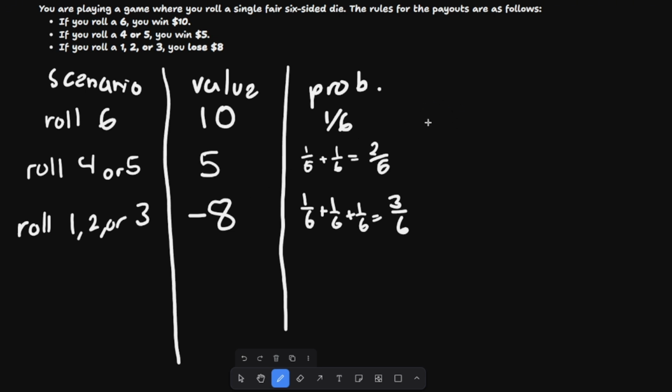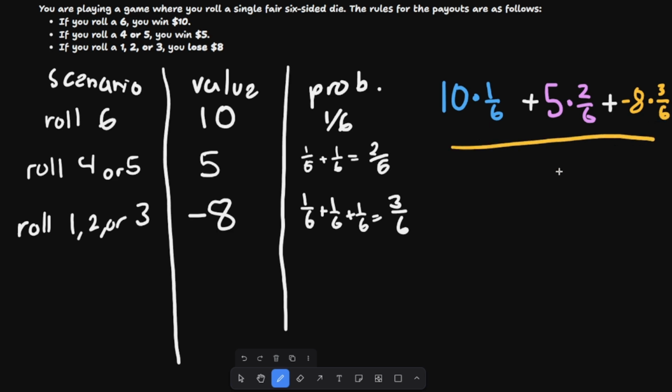Now let's use the expected value formula to solve for it. So we would do the value times the probability, and then repeat that with the second scenario, so 5 times 2 over 6, and then do it with the third scenario, which would be -8 times 3 over 6, and that will give us our expected value.